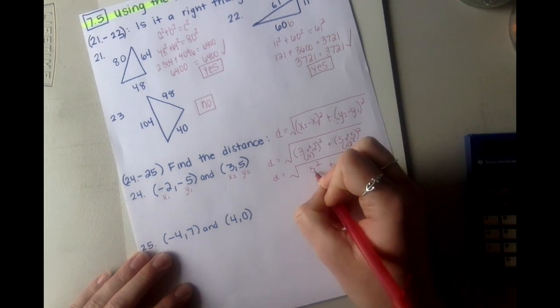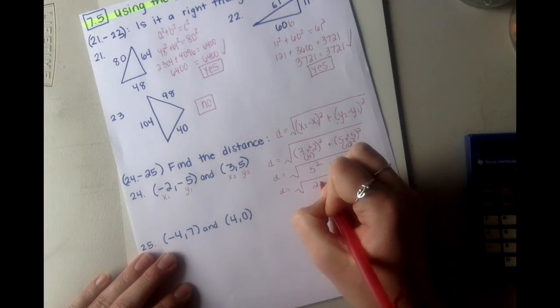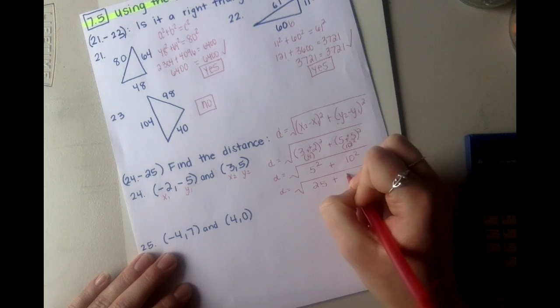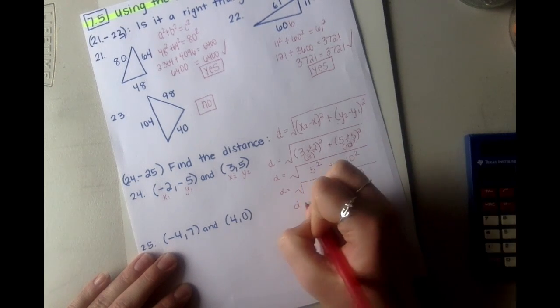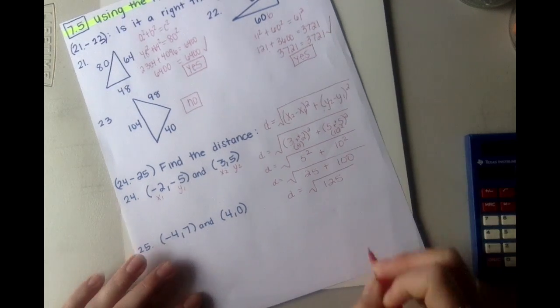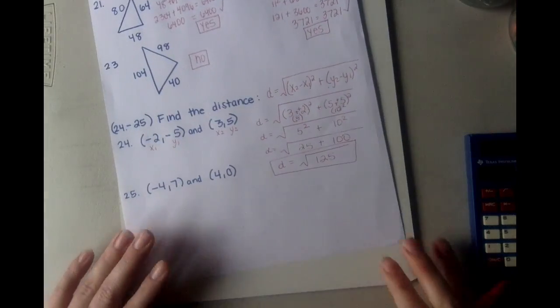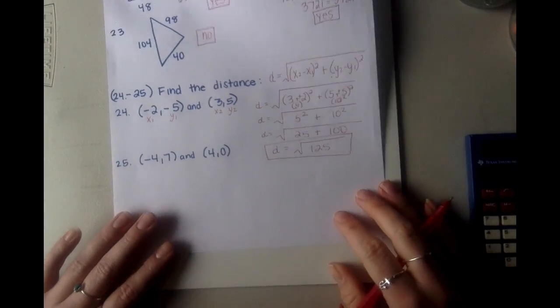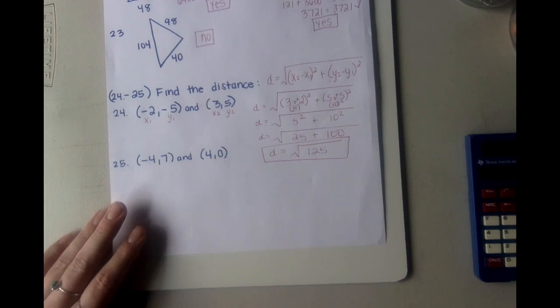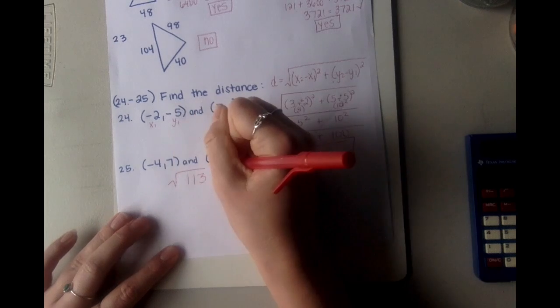I can simplify. My distance will be equal to the square root of 5 squared is 25 plus 10 squared is 100. So my distance is equal to the square root of 125. Is 125 a perfect square? No, it is not, so I leave that as my answer. All right, and then the answer to your last one, following those same directions, is going to be the square root of 113.